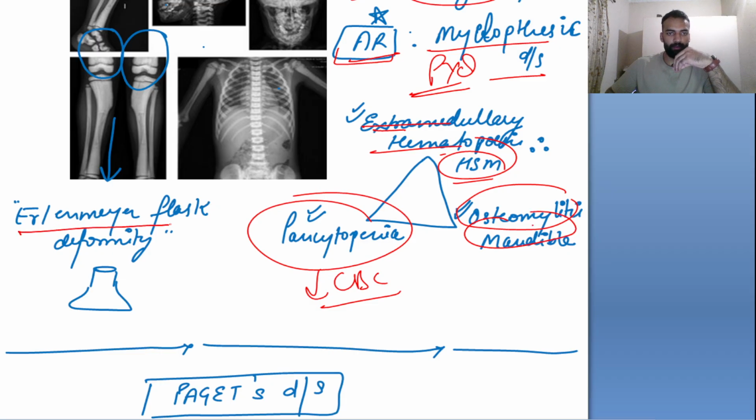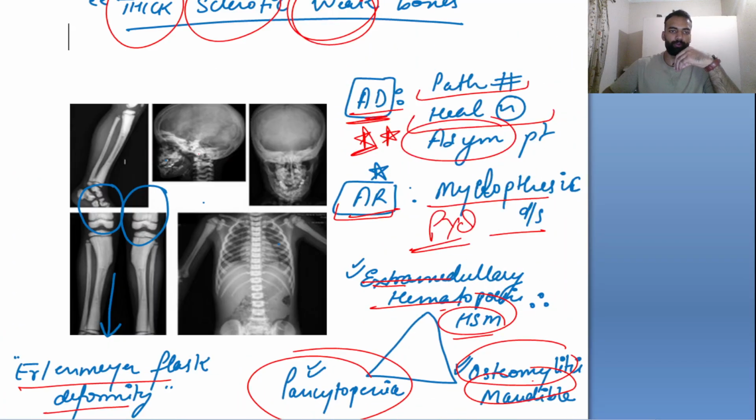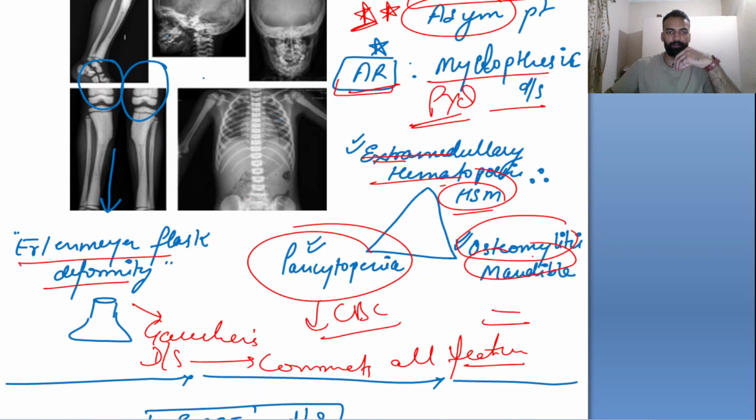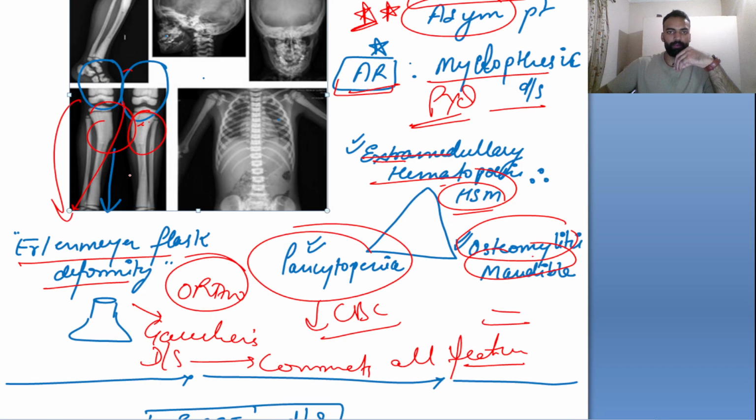And there is Erlenmeyer flask deformity, which is also seen in Gaucher's disease. Tell me in comments all the features of Gaucher's disease. Crumpled tissue appearance, crumpled paper tissue appearance. What are the different ortho points in Gaucher's disease? You have to also tell me in comments. So now you can see here, this is Erlenmeyer flask deformity. This one. Okay. And there is sclerosis.